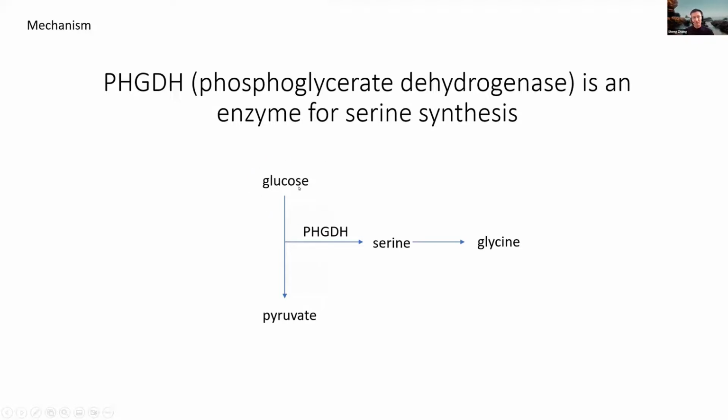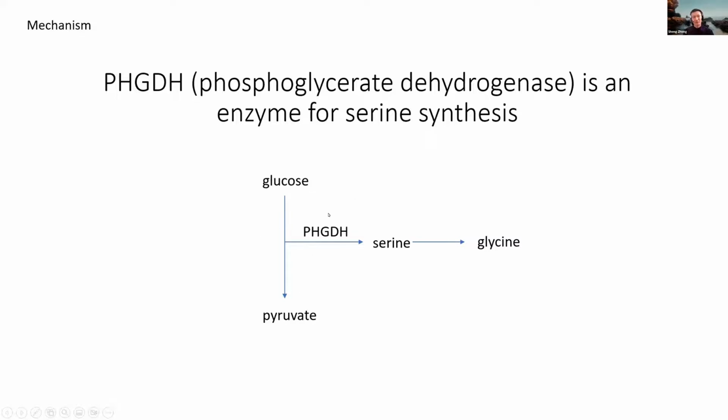So in the glucose metabolism pathway, glucose can be converted into the following two molecules. Either it could be converted into pyruvate, or it could be converted through a branching route into serine and then glycine. So PHGDH is actually a controlling enzyme to the route from glucose to serine. So with PHGDH, the brain could produce serine and glycine, which are essential nutrients.